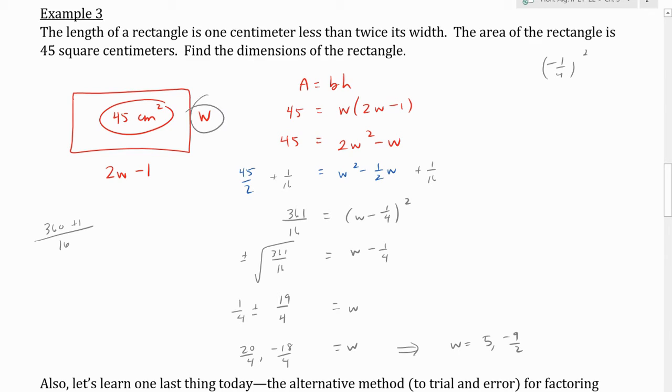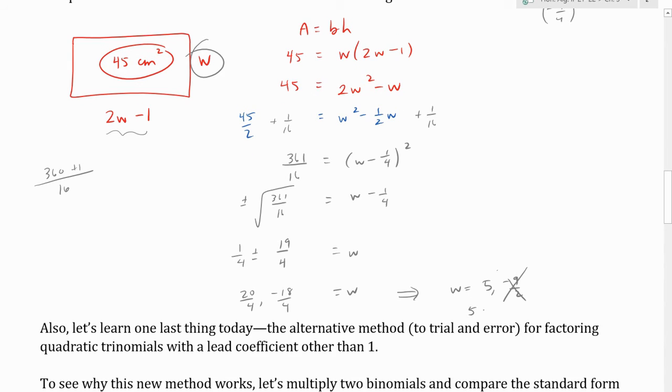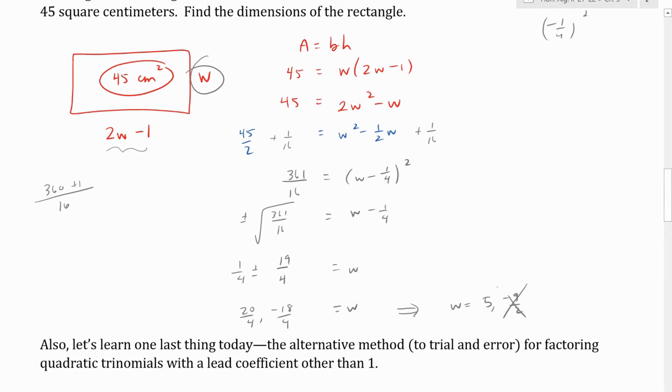Okay, well, the width can't be negative. So that doesn't even make sense. Could it be 5? Sure. Could it be 5 times 2, 10 minus 1, 9? Sure. So the width is 5 centimeters. Oh, they want the dimensions, though. So there's 5, 2 times 5 minus 1, 10 minus 1. There's 9. So it's a 5 centimeter by 9 centimeter rectangle.